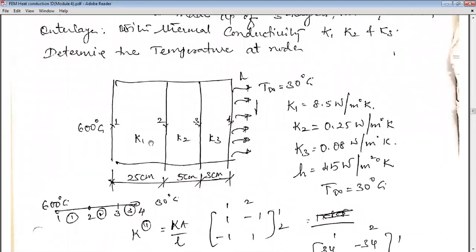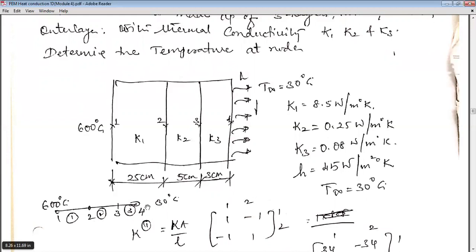So I'll discretize into three elements: 1, 2, 3. Observe here, 1, 2, 3 elements. You can refer to textbooks, you can see a lot of problems on this. So just understand and try to do some problems. So how many nodes are there? 1, 2, 3, 4. There are 4 nodes, 3 elements.